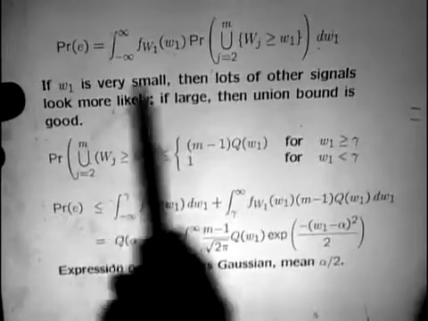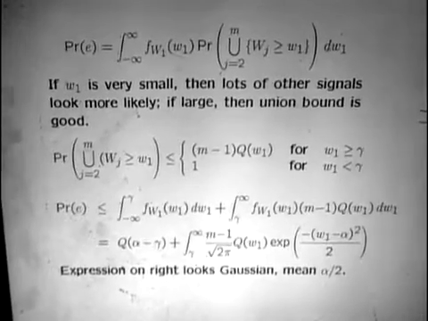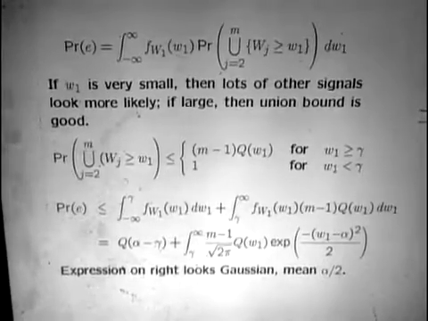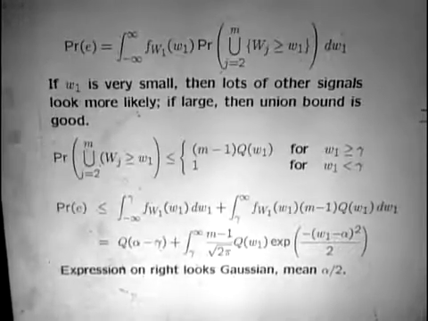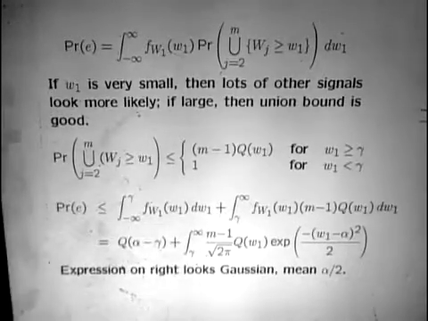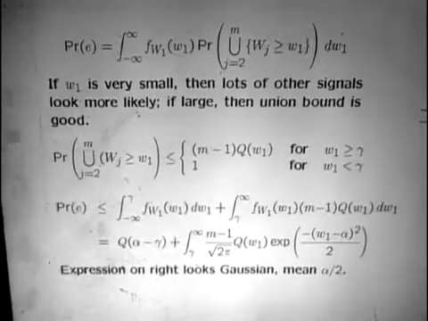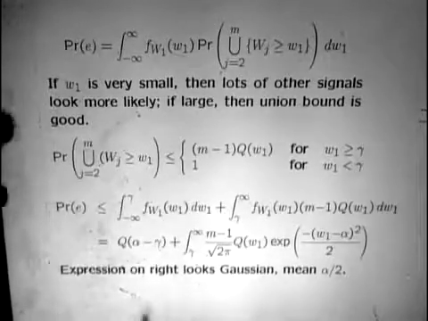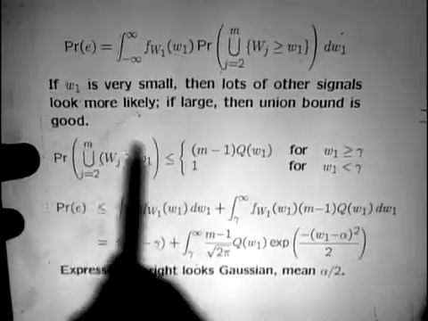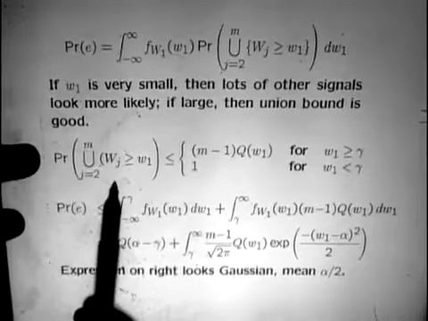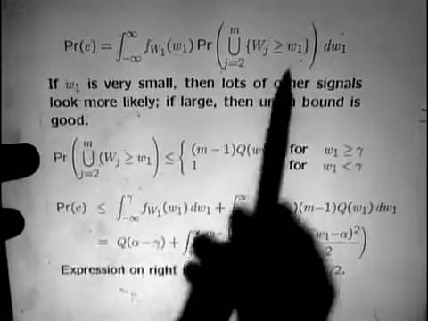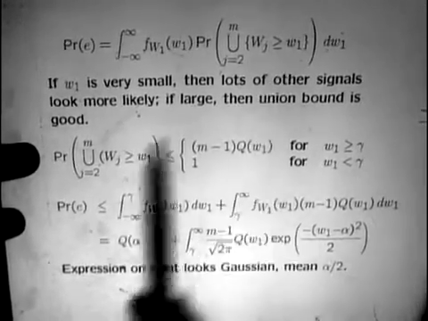As I said before, if W1 is very small, then lots of other signals look more likely than W1. In other words, I'm going to get clobbered no matter what I do. Whereas if W1 is large, it looks like the union bound might work here. And the union bound is what you're doing in the homework without paying any attention to W1. Okay, so I'm going to use the union bound, and the union bound says the probability that this union of all these different m-1 events exceeds some value W1. W1 is just some arbitrary constant in here.